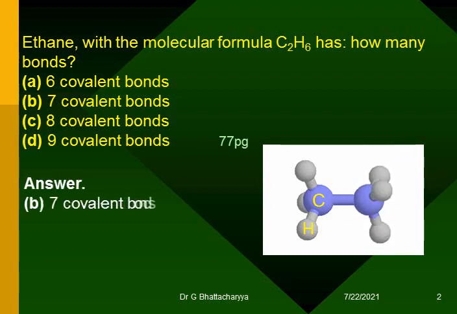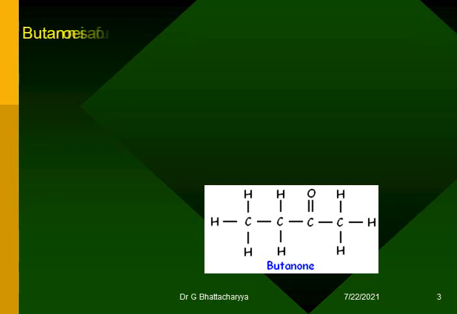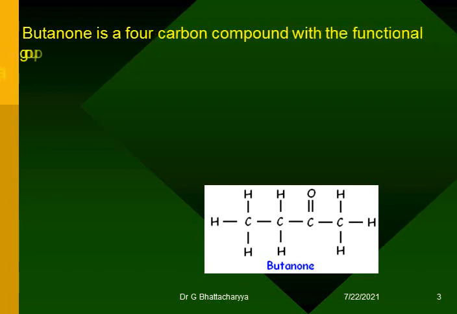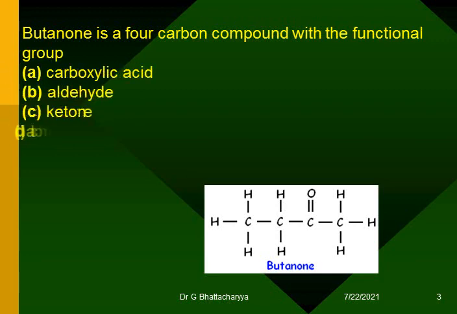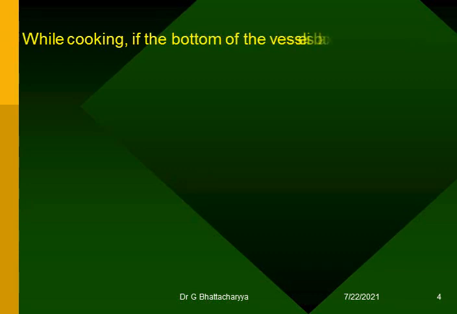Butanone is a 4-carbon compound with the functional group A. Carboxylic acid, B. Aldehyde, C. Ketone, D. Alcohol. Answer is C. Ketone.